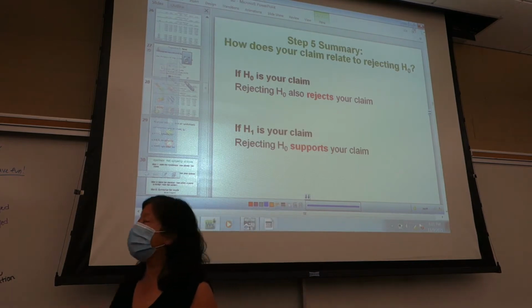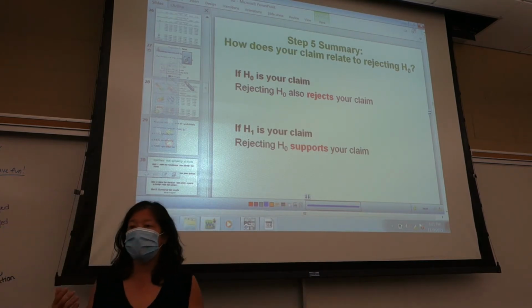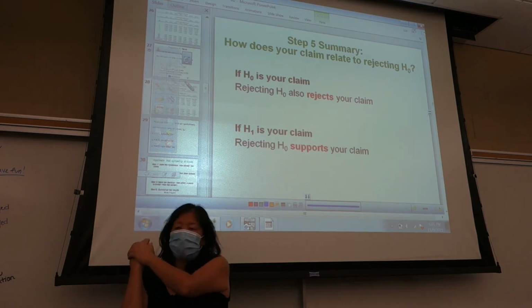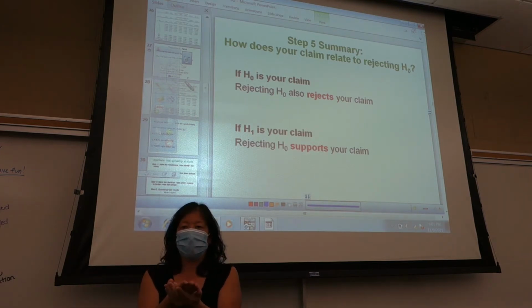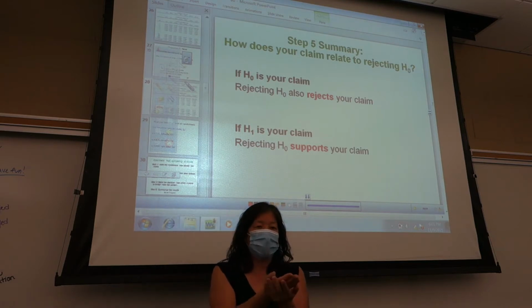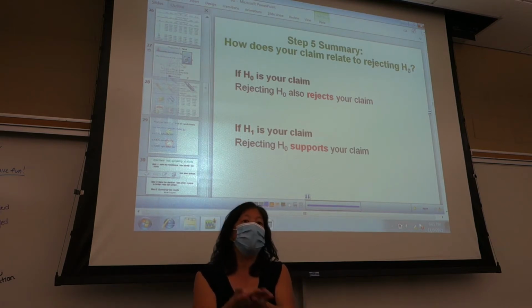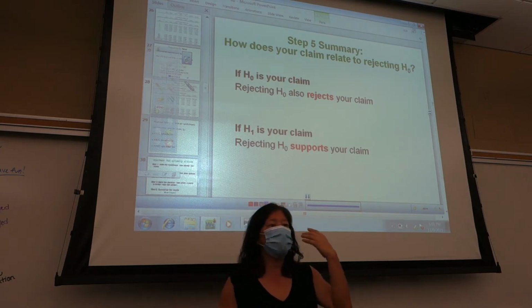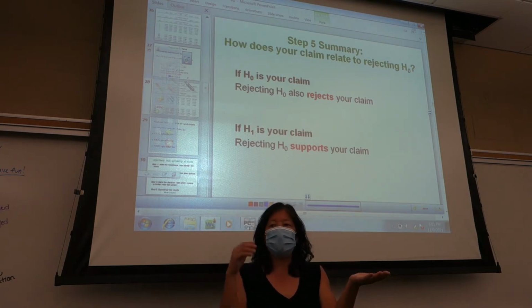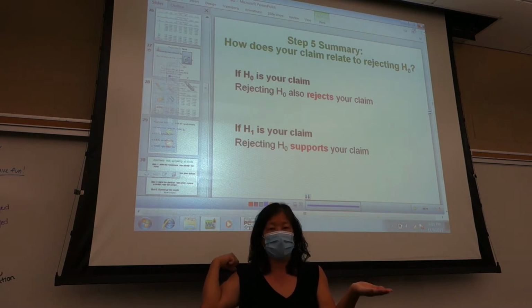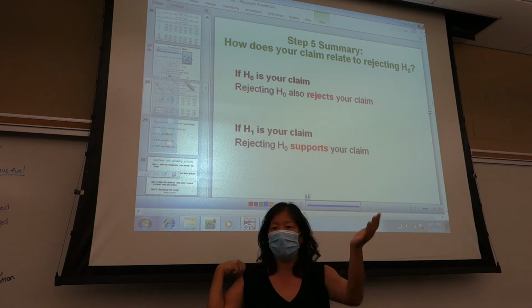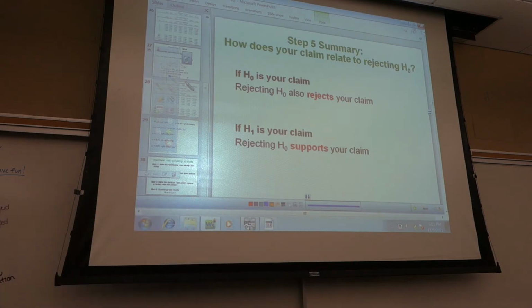The reason why you're going to do that is because rejecting H naught in step 4 rejects your claim if your claim is H naught. So if your claim is H naught, then rejecting H naught in step 4 also rejects your claim in step 5. If H1 is your claim, then rejecting H naught in step 4 supports your claim in step 5. Does that make sense? So that's why you're going to be using those wordings in step 5.